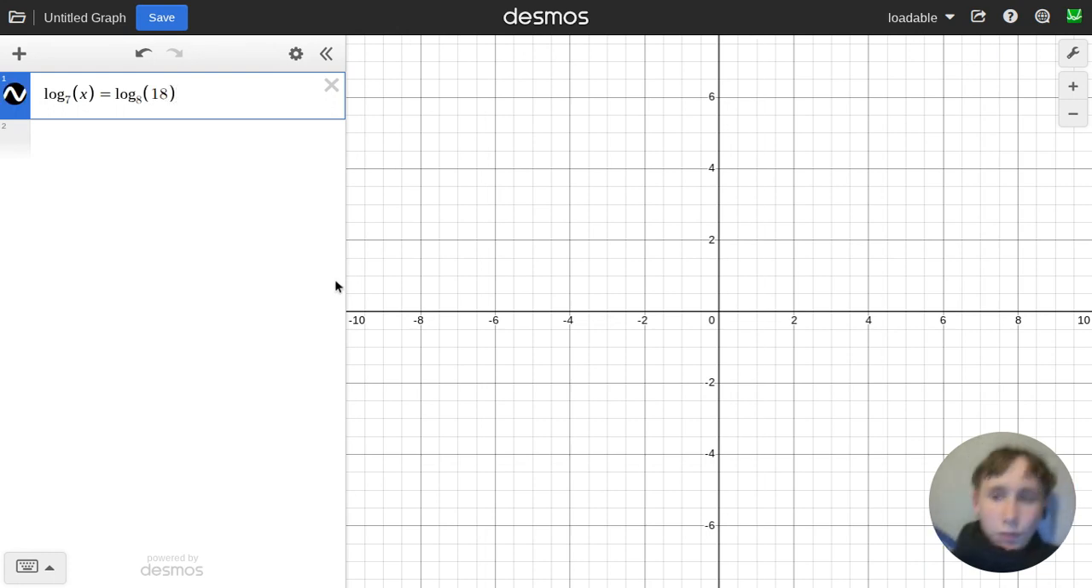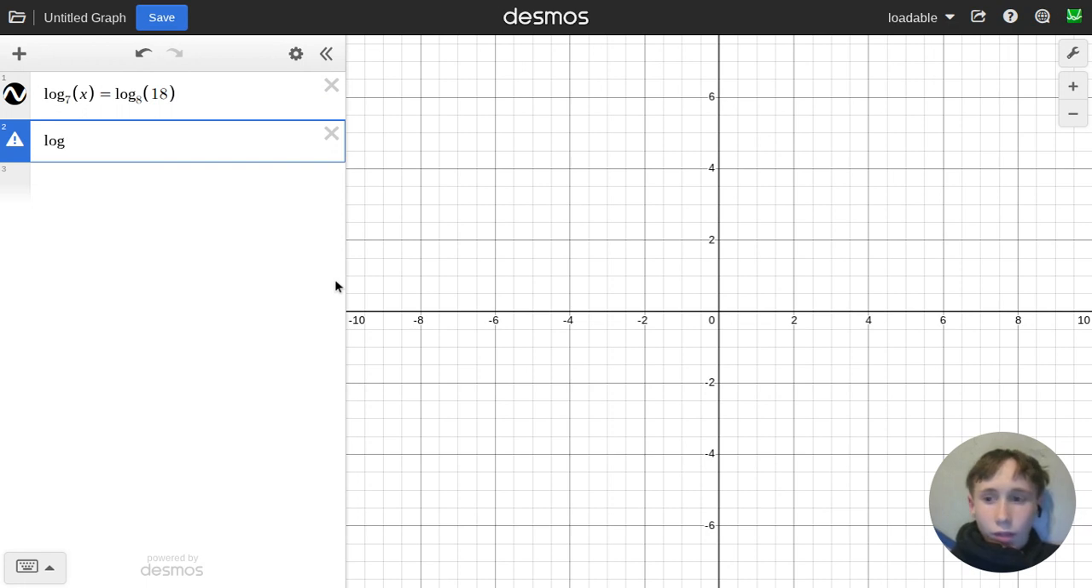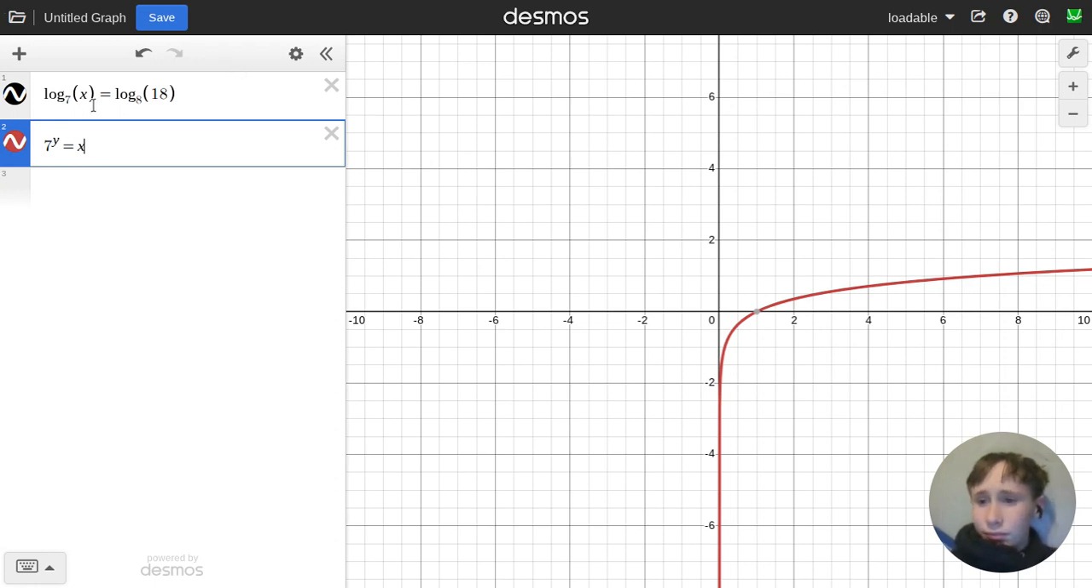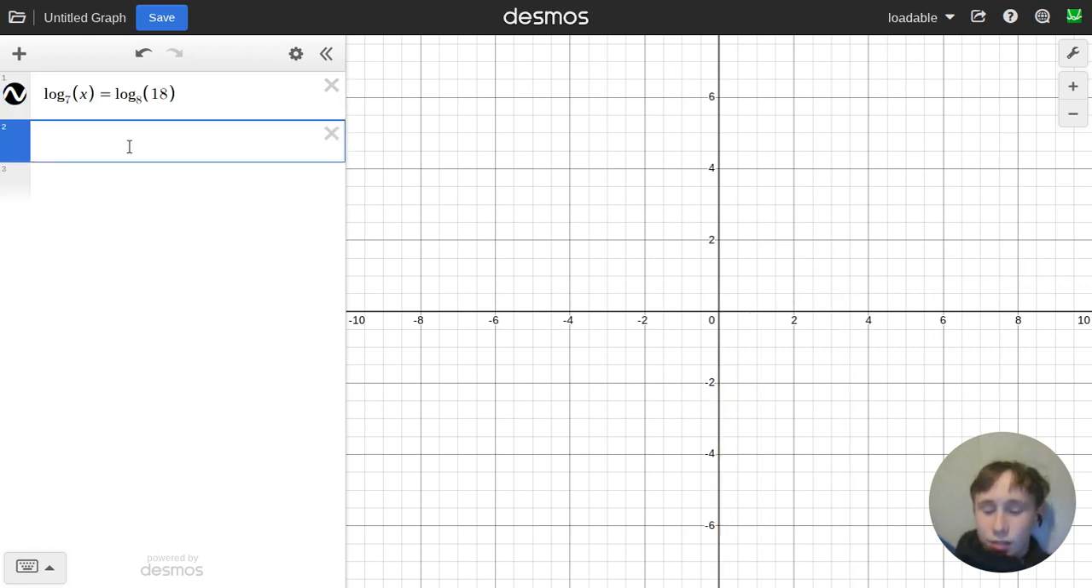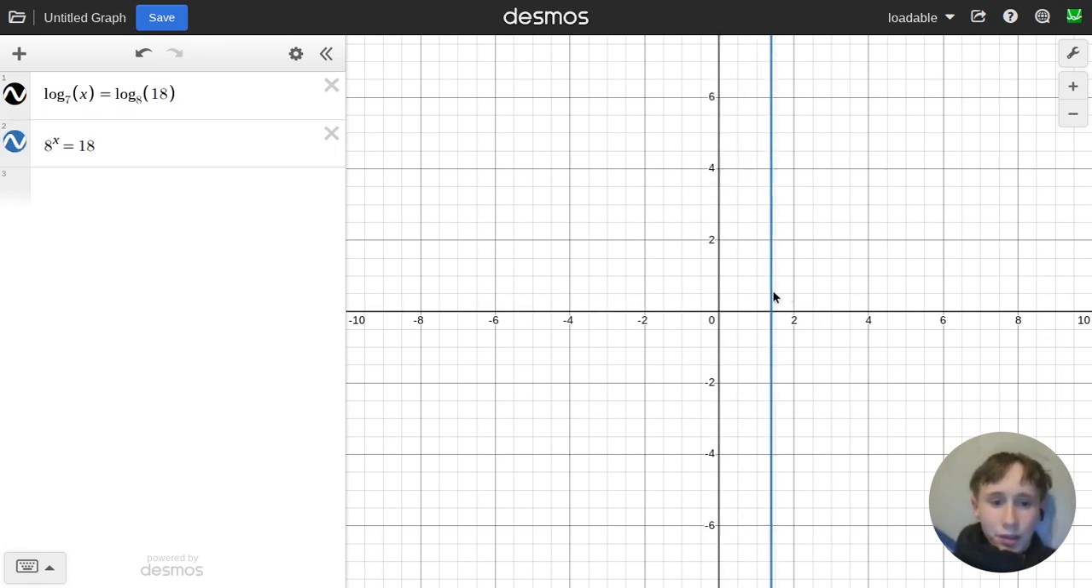So, first of all, how do you really solve this? What is a log anyways? A log for anything is basically saying 7 to the y equals x. For this one, 7 to the x equals, well, let's do y, 7 to the y equals x. That is essentially what this is, right? And this one is essentially saying 8 to the x equals 18.